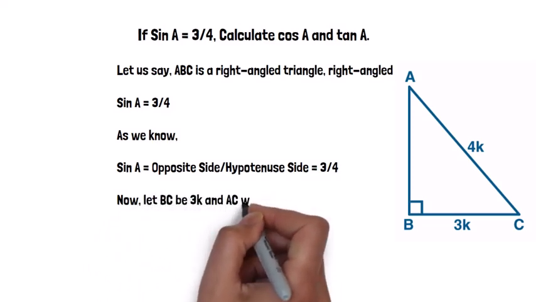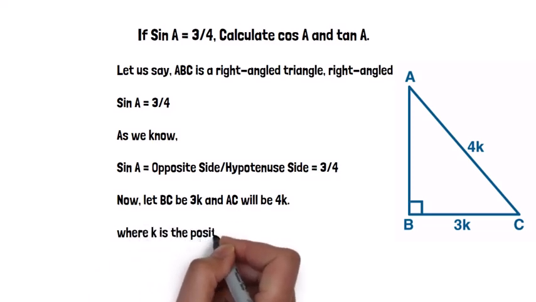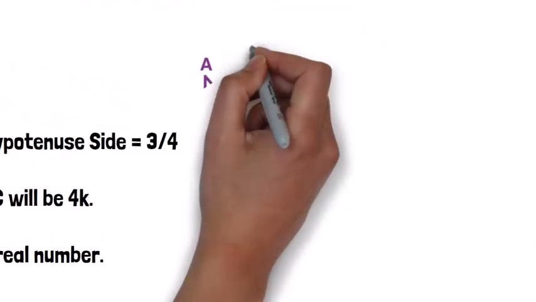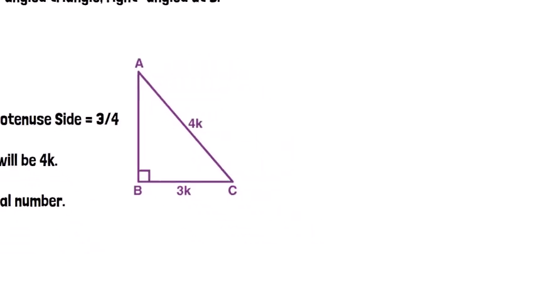Now let BC be a 3K unit and AC will be a 4K unit, where K is the positive real number. This is a given triangle with the opposite side and hypotenuse values.